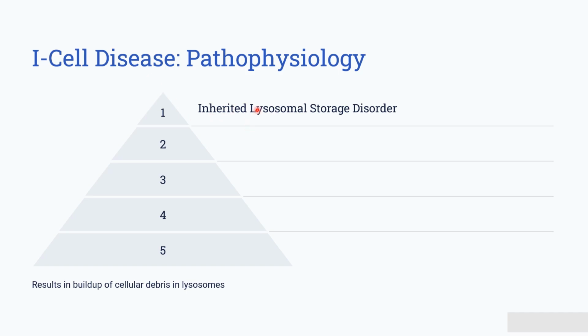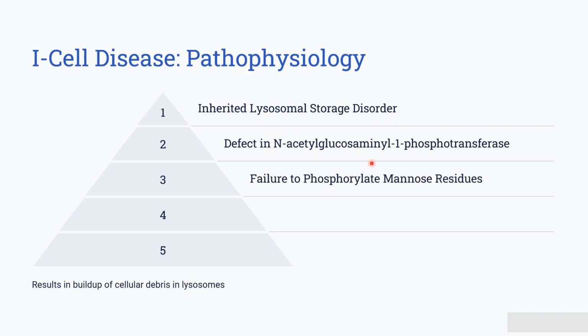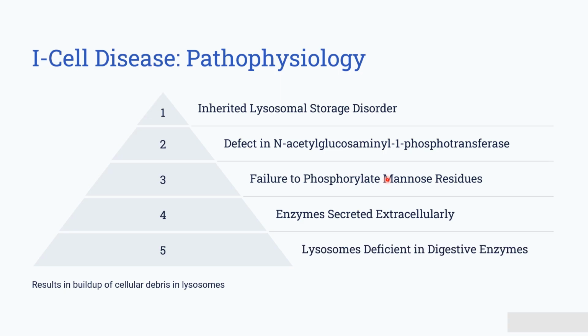It is an inherited lysosomal storage disorder. Within the lysosomes, the product is not proper. That is because the label is not proper. What is the label? The label is N-acetylglucosamine 1-phosphotransferase. Because of this defect, it cannot phosphorylate mannose residues. Therefore, the enzymes are not getting directed to the lysosomes. Instead, they are secreted extracellularly. This is the basis behind I-cell disease.